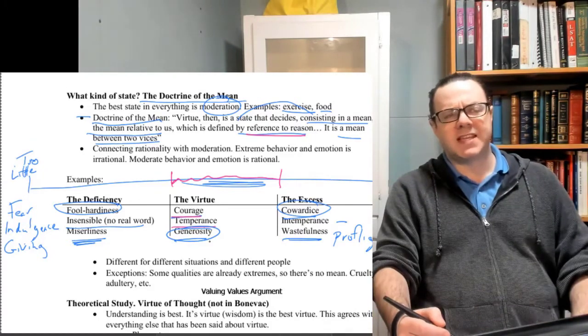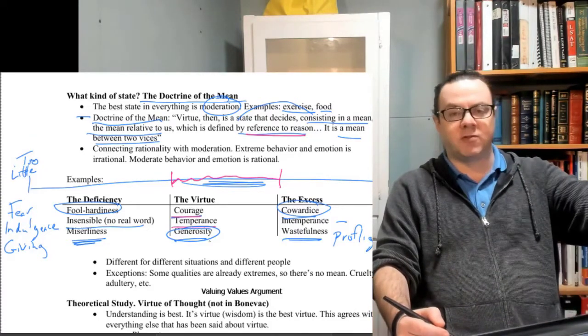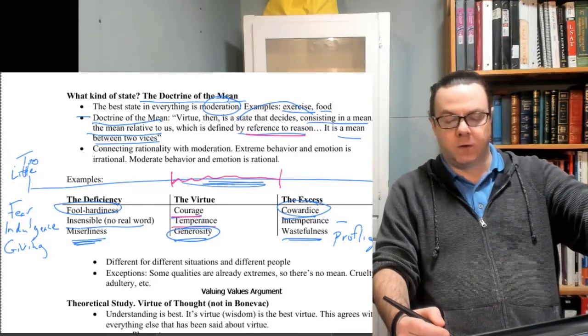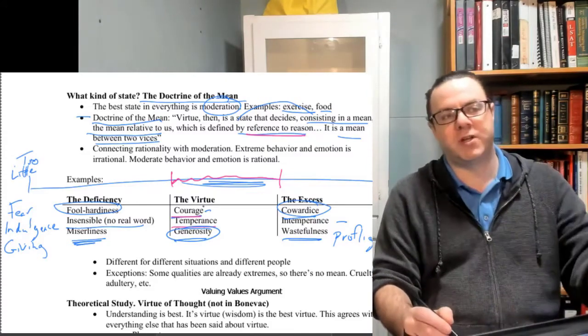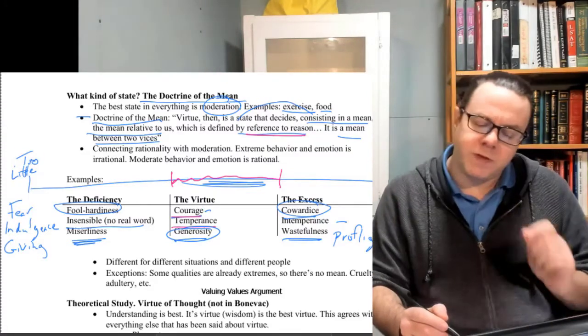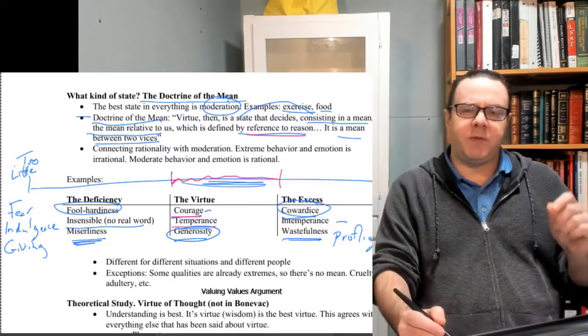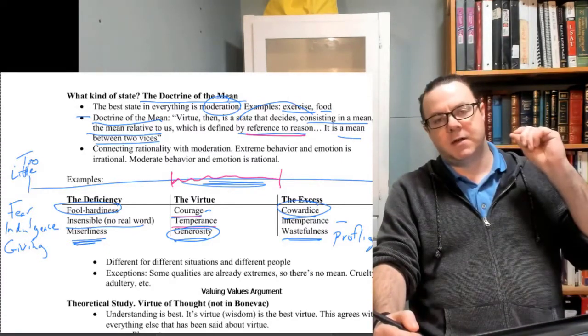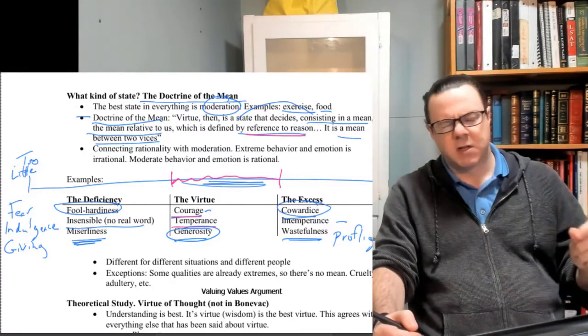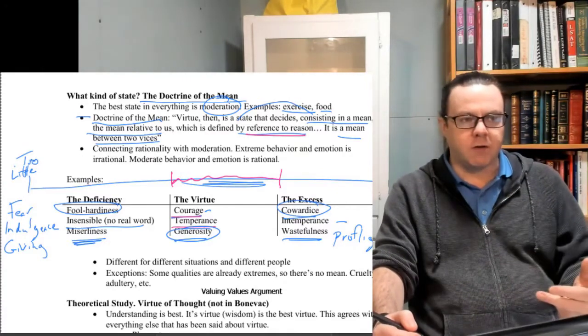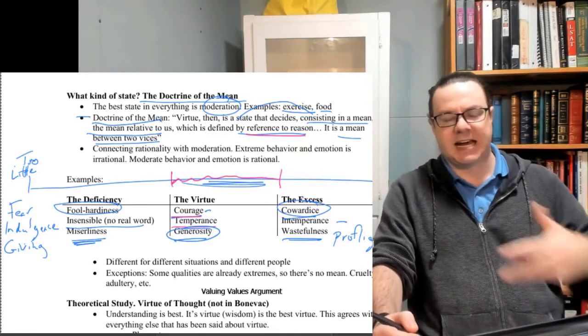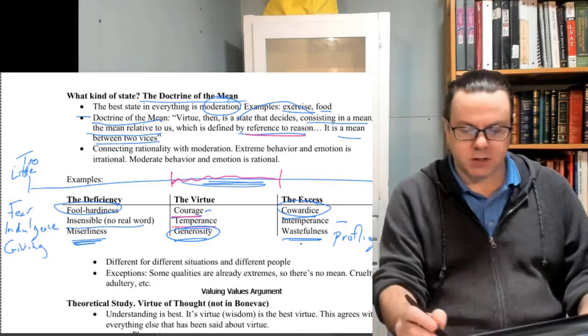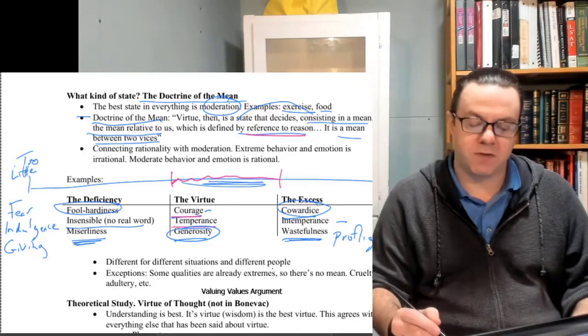So sometimes we say, oh, that person's too generous, or they're too courageous, or too temperate. But Aristotle thinks that really, if we want to be more precise with our language, it's not that they're too generous, it's that they're too giving, and that's not even generosity. It's going beyond generosity out to wastefulness.